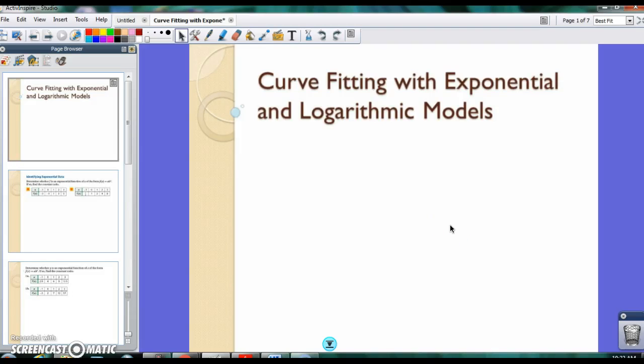Hi everyone, today we're going to talk about curve fitting with exponential and logarithmic models. This is something new that we haven't done yet in some respects, and in some respects it's not so new, because it has a lot to do with the calculator and how to get information out of the calculator. So before you start watching this video, make sure that you have your calculator handy.